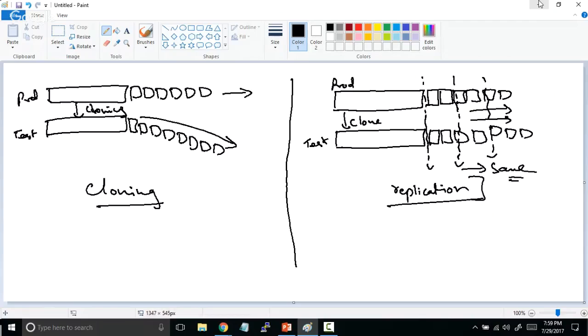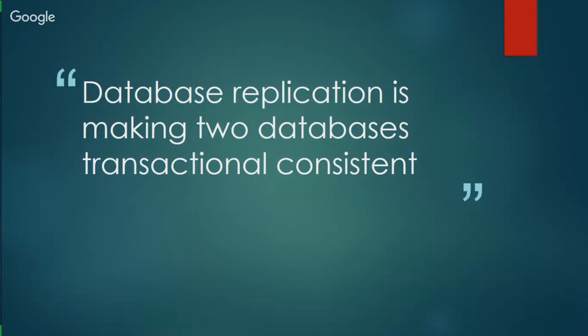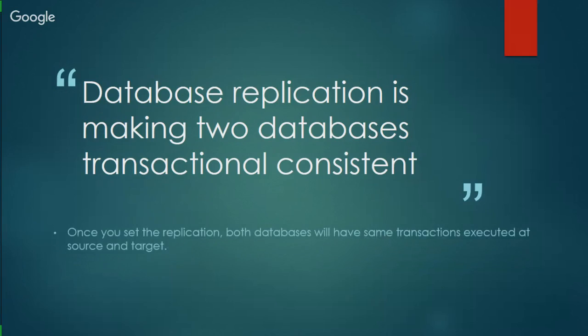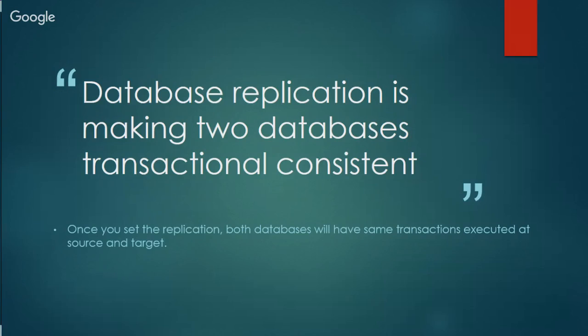Great. So now we know the difference between cloning and replication, and we also know what exactly is database refresh. So once you set the replication, like we understood just now, we have to clone first. After cloning, we start the replication, right? And once you set the replication, both databases will have the same transactions executed at source and target. Depending on the replication level you set, the transaction that is executed against the source database will be exactly replicated onto the target database. Now, unlike cloning, replication keeps both source and target the same.